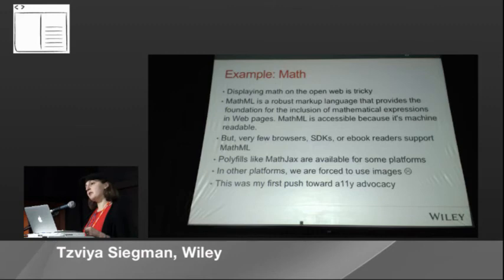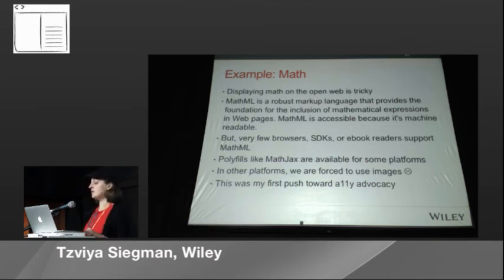Another example with a less happy ending at this point is math. Displaying math on the open web is tricky. MathML, I'm going to read this, is a robust markup language that provides the foundation for inclusion of mathematical expression in web pages. That means that machines can read MathML, which makes it accessible. But very few browsers can support MathML at this point in time.